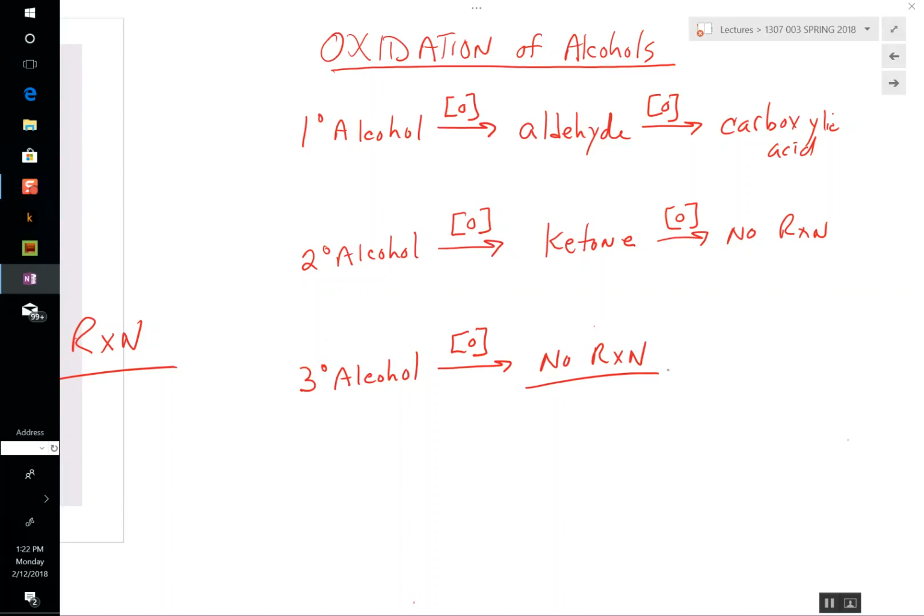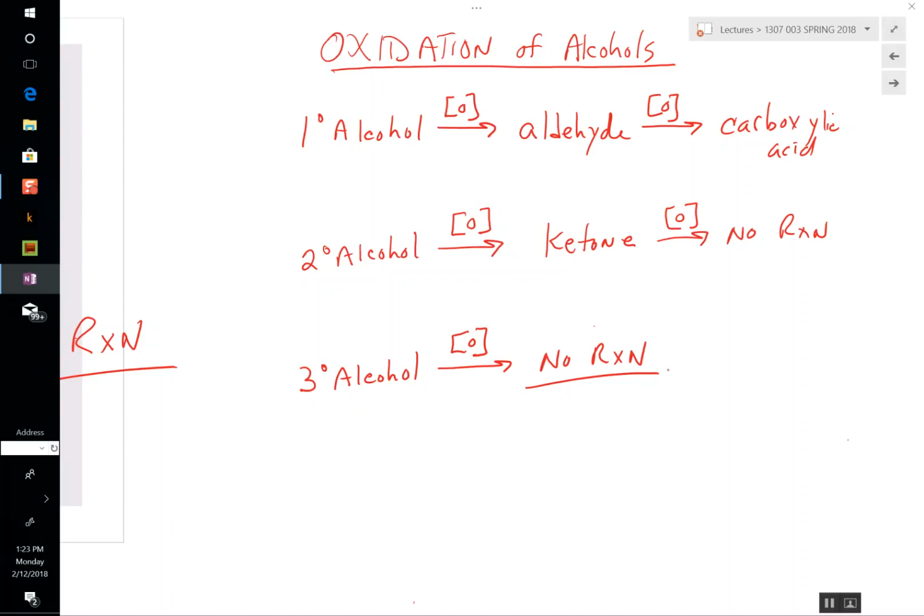On your homework, I give you 3 alcohols. One's a primary, one's a secondary, one's a tertiary. The very first thing you have to do is decide what class of alcohol this is. How does that class of alcohol oxidize? What is that product going to look like? Draw that product, the product of the oxidation.